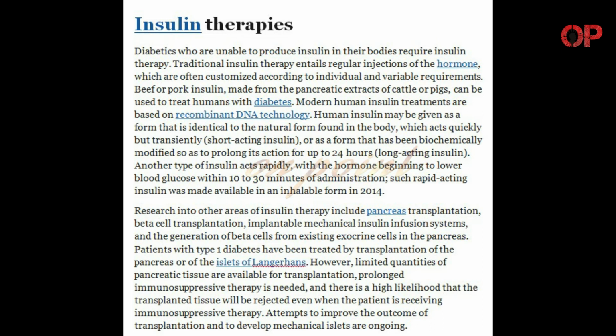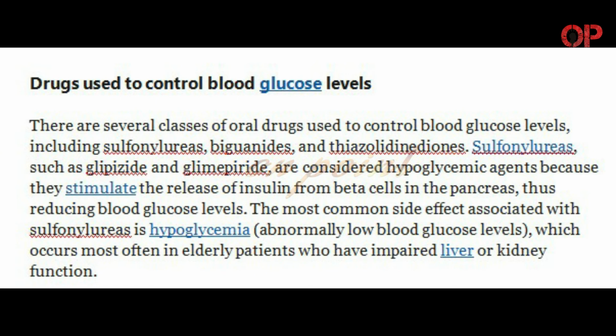Prolonged immunosuppressive therapy is needed, and there is a high likelihood that the transplanted tissue will be rejected, even when the patient is receiving immunosuppressive therapy. Attempts to improve the outcome of transplantation, and to develop mechanical islets are ongoing. Drugs used to control blood glucose levels.